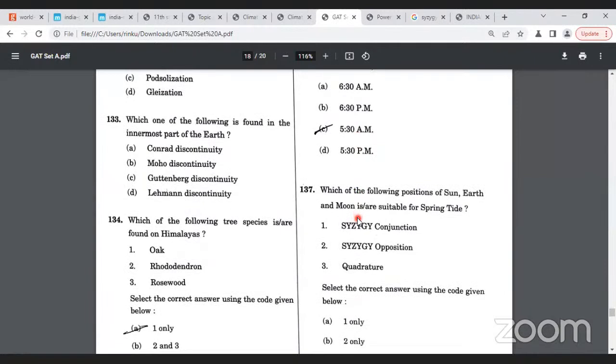Question number 133, which one of the following is found in the innermost part of the earth? All these discontinuities lie within the earth. They begin from the crust of the earth and go towards the core. So you are looking for the discontinuity which lies in the deepest part of the earth. So maybe the discontinuity between the outer and the inner core. That has got to be Lehmann. The Lehmann discontinuity is the deepest one found in the innermost part of the earth. So you begin with Conrad, then Mohorovičić, then the Repetti discontinuity, followed by the Gutenberg, and then the Lehmann discontinuity. So the answer you're looking for should be the Lehmann discontinuity, option D.